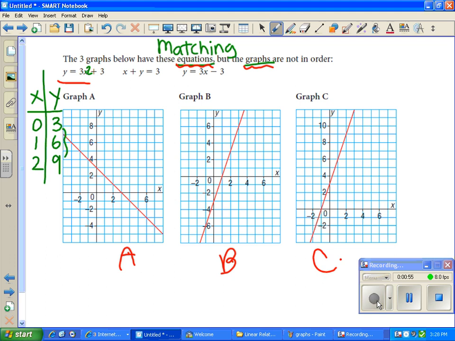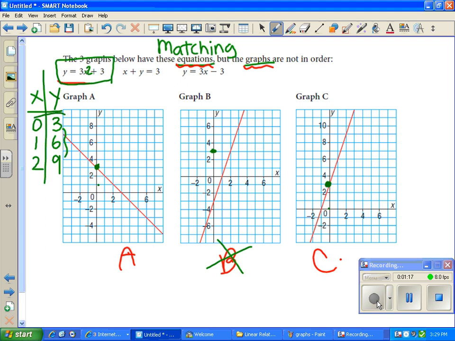So you want to find these points, 0, 3. X is 0, y is 3. Hey, it's a point on this graph. X is 0, y is 3. It's a point not on this graph. So B doesn't work for our first equation. 0, 3. Looks like this one could also be a candidate.